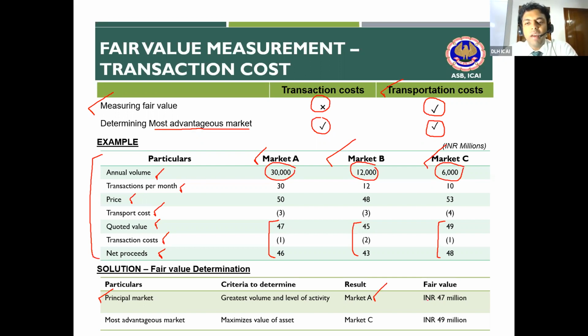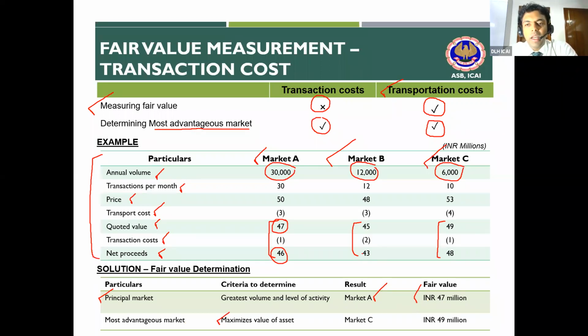And what is the fair value of market A? Fair value of market A is 47 and not 46, because the transaction cost shall not be taken into consideration. So the fair valuation is 47. What is the most advantageous market, which will maximize the value?